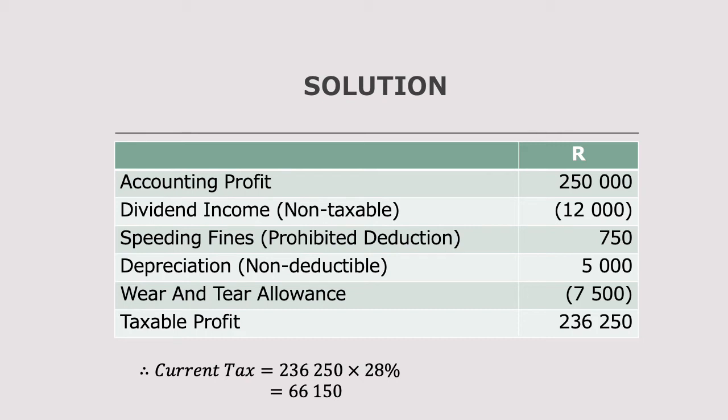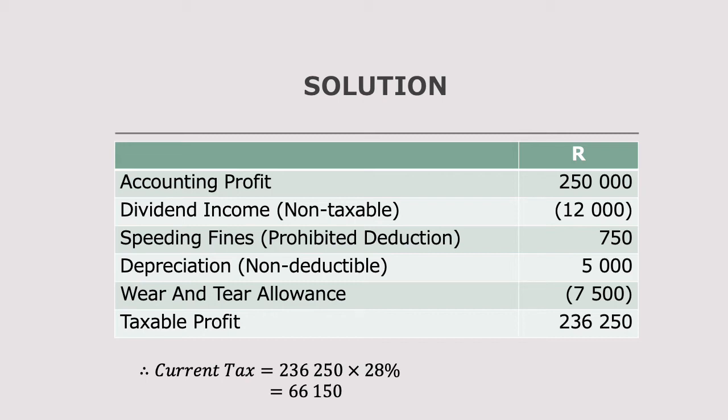The next item that was included in that 250,000 Rand was speeding fines amounting to 750 Rand. Now speeding fines, that is a fine, you got it from taking part in illegal activities, and that is a prohibited deduction as per the Income Tax Act. So as it is a prohibited deduction, it cannot be deducted when calculating taxable income, and as a result, we need to add it back. Why do we need to add it back? Well, in order to get accounting profit, these fines were treated as expenses, so they were deducted in order to get the 250,000 Rand. To get rid of the effect, we now go and we add it back.